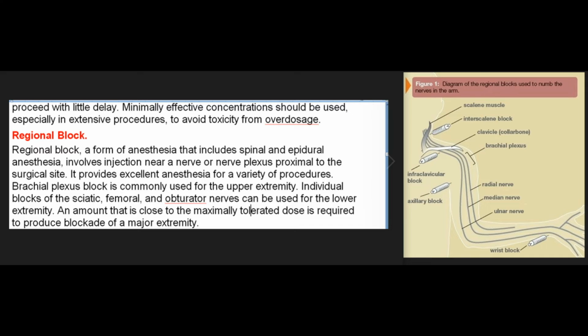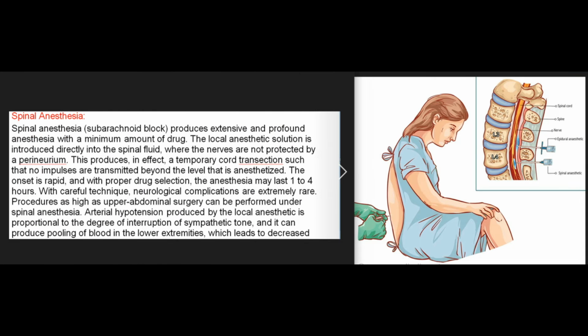An amount that is close to the maximally tolerated dose is required to produce blockade of a major extremity. Spinal anesthesia, subarachnoid block, produces extensive and profound anesthesia with a minimum amount of drug. The local anesthetic solution is introduced directly into the spinal fluid, where the nerves are not protected by a perineurium. This produces, in effect, a temporary cord transection such that no impulses are transmitted beyond a level that is anesthetized.